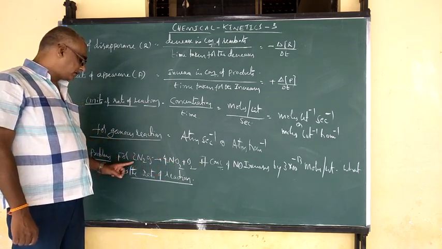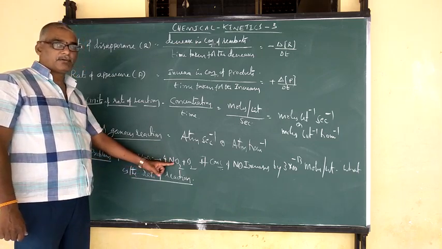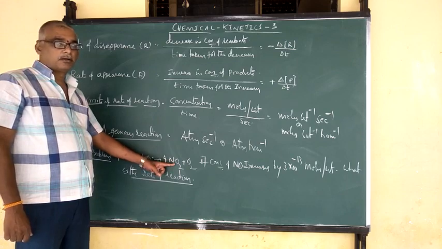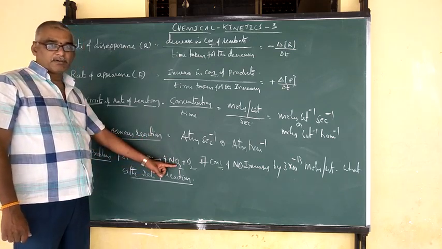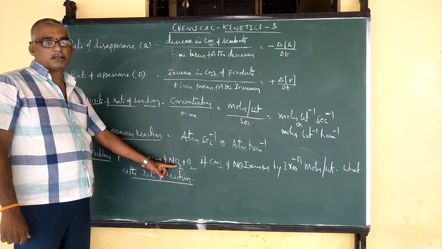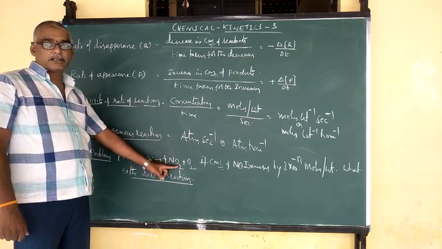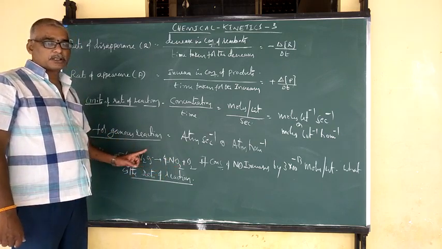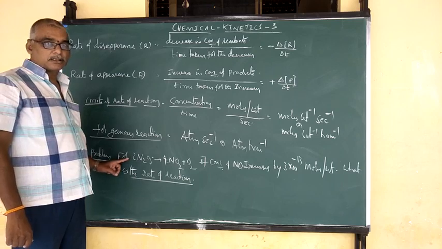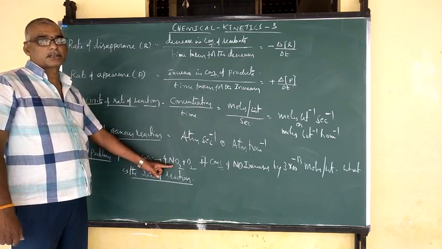Before the rate, what you write: rate of disappearance takes a negative sign, and rate of appearance takes a positive sign. Rate of disappearance means reactants, rate of appearance means products. Reactants are taken with a negative sign, products with a positive sign, because in that reaction process the concentration of reactants decreases and the concentration of products increases.